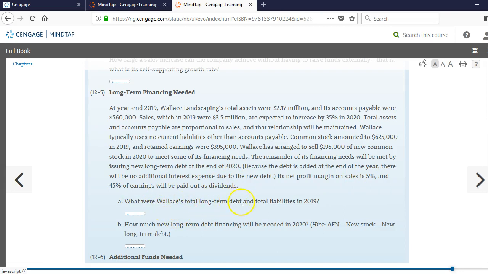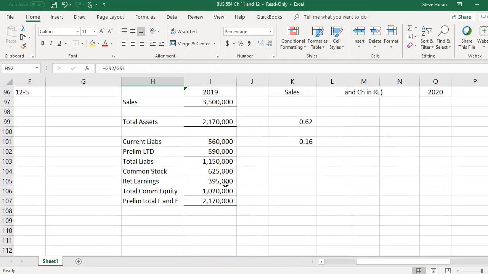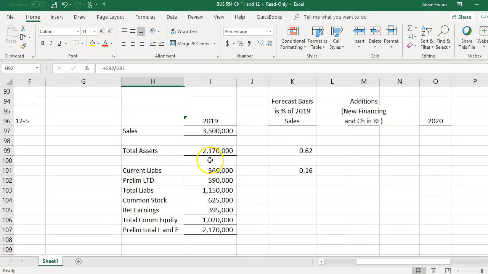So what's the long-term debt and liabilities in 19? Let's go. What I did is I built an income statement and balance sheet. Actually, I should just say the revenues is all I used, but then after that I built a little mini balance sheet based on what they gave us. So they gave us all the information to build a balance sheet.